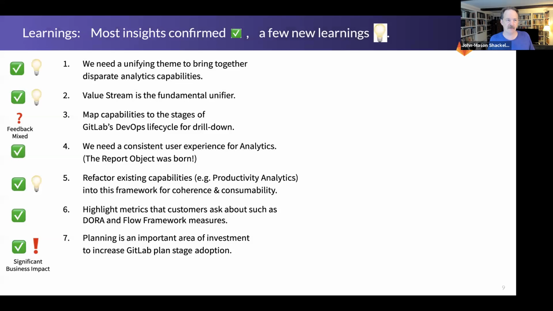I want to share a few key learnings here. So the learnings I've marked with light bulbs. But first, before we get into those, a few real high-level points. The only item here that I have any reservation about is the one about using the stages of the DevOps lifecycle in the UI to depict the value stream.